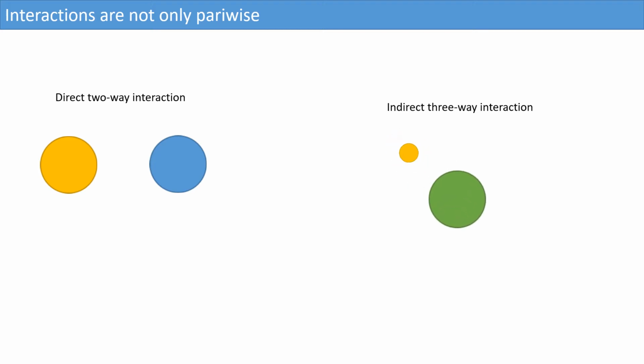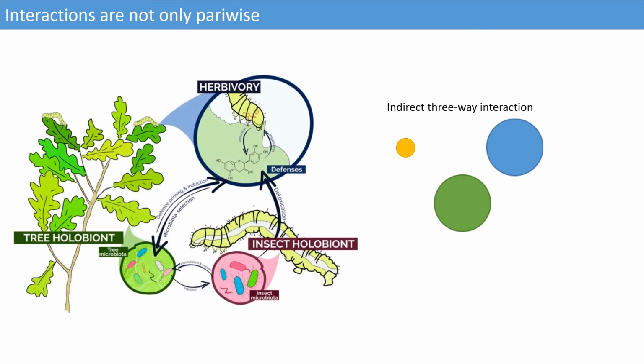But you can have indirect three-way interactions in which you have, for instance, one organism that benefits from the interaction, and then it interacts with another organism in blue, which also benefits from this interaction. A typical example is the three-way interactions between trees, their herbivores, and the insect holobionts. The trees, or any kind of plants that are eaten by herbivores, are negatively impacted by the herbivores, whereas the herbivores are usually positively impacted by their insect holobiont.